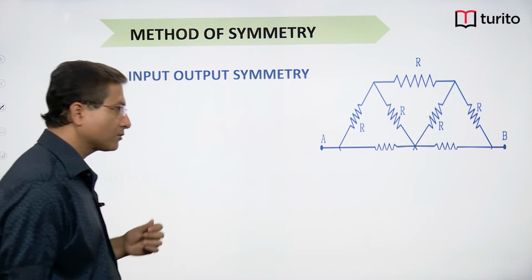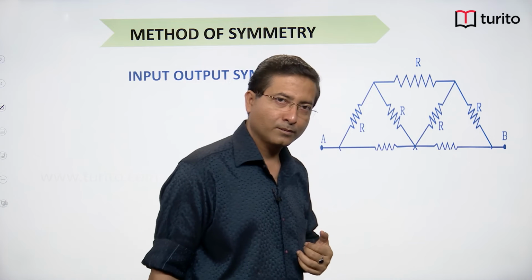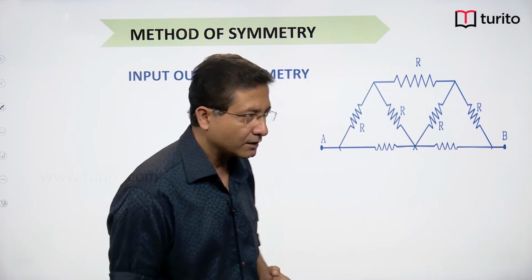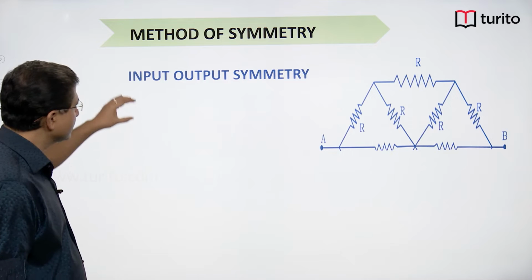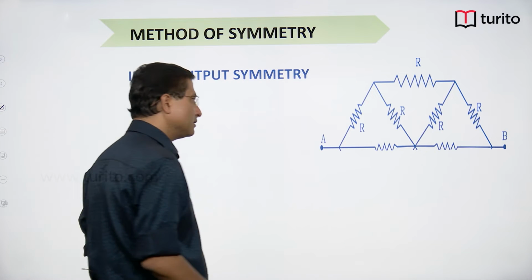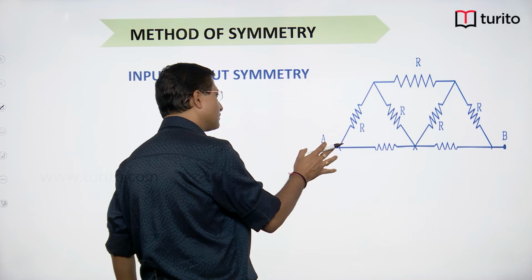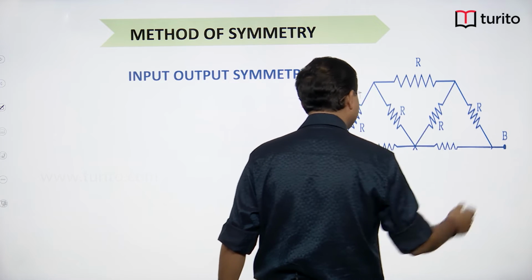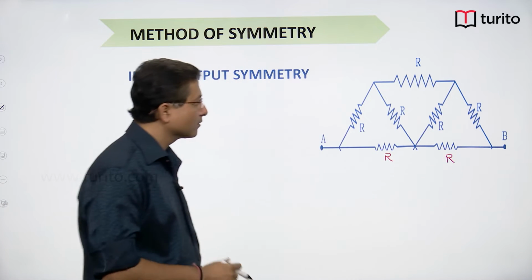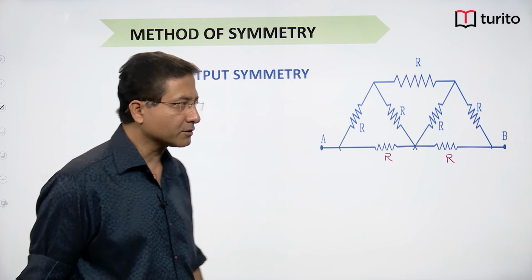So there are two types of symmetry. One is input output symmetry, another is folding symmetry. Okay. So what is input output symmetry? Whatever circuit you are seeing from this side, if the same circuit you see from the other side, then this is called input output symmetry. Okay. So right now it is having input output symmetry.